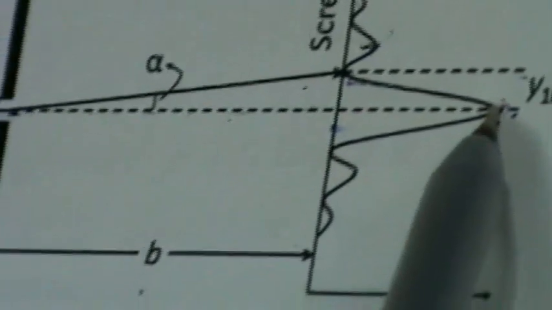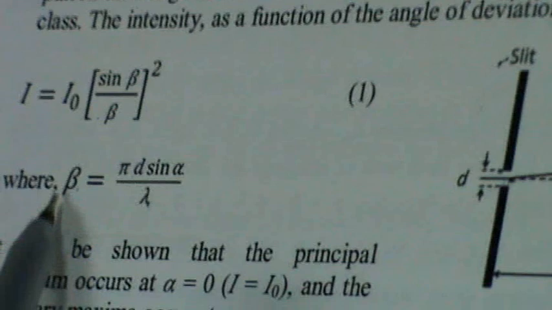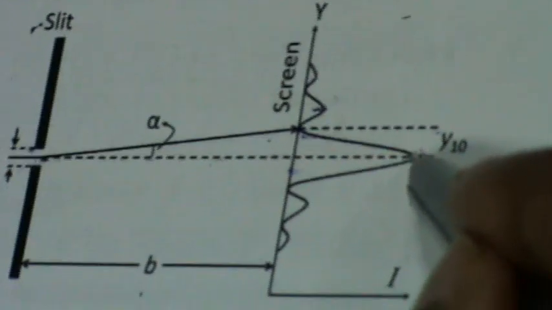So if you look at this expression of intensity variation, when alpha is 0, which means essentially we talk about the undiffracted beam, the intensity of which is the maximum. You see over here, if alpha tends to 0, beta also tends to 0. So in the limit beta tending to 0, sine beta by beta is 1. So I becomes I naught. So the central maximum always will be having maximum intensity.